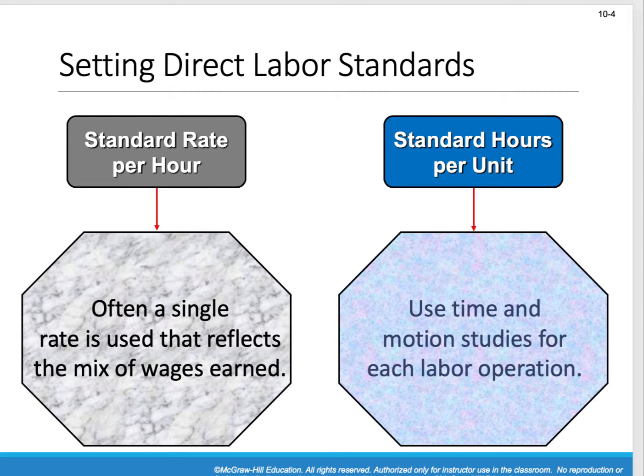The standard rate per hour, this is a single rate, and we're going to use a single rate. But the problem is that single rate that we use is actually going to be a mix of wages earned, right? So we're going to have a standard rate, let's say it's 12 bucks an hour. That's the standard or the average, right? We might have employees that make 12 bucks an hour. We might have senior employees that make 15 bucks an hour, or we might have newbies that maybe make 8 bucks an hour, okay? So the important takeaway here is that standard rate is going to be a mixture of wages.